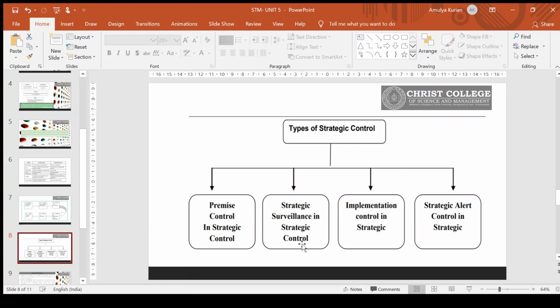Strategic surveillance is where we look outside the organization and check the various ranges of events that would affect the strategic decision. Implementation control has two parts, strategic thrust and milestone. Strategic thrust helps to frame effective strategy decisions and plans. Milestone is monitoring and review of the progress of strategy at regular intervals. So that is about strategic control.